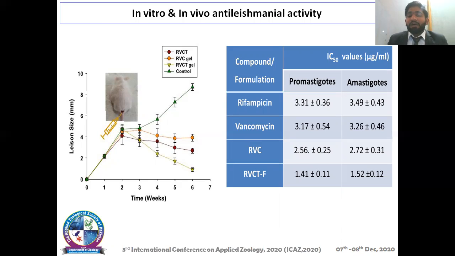Then the other table is of the half-maximal inhibitory concentration values, and we can see that rifampicin IC50 values against promastigotes and amastigotes are lower for the RVCT final formulation, which means that our final formulation has greater potency against promastigotes and amastigotes as compared to the individual drugs and their combinations.